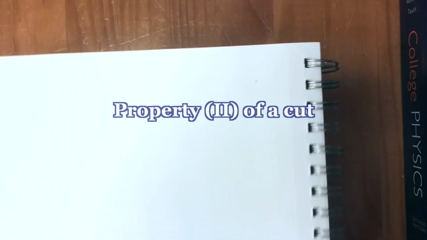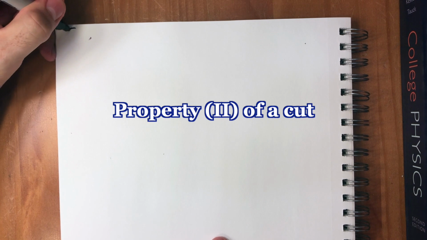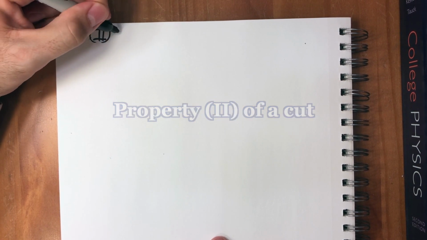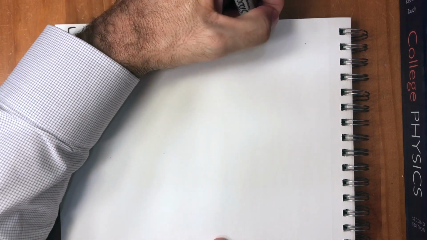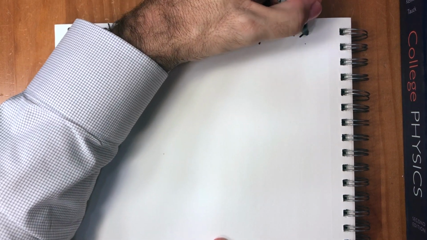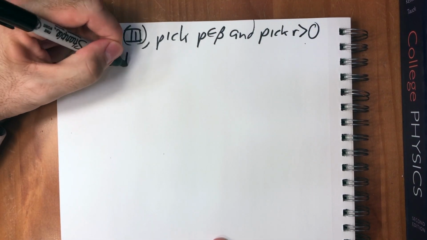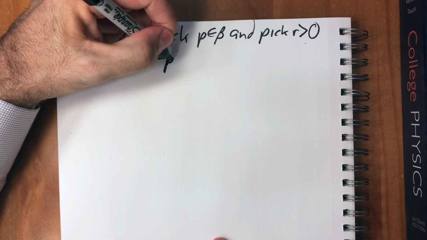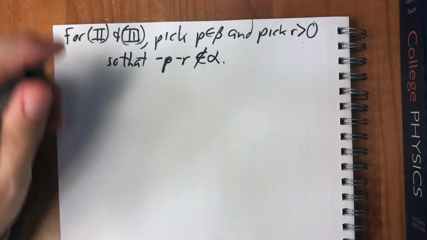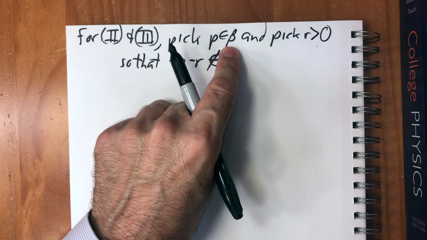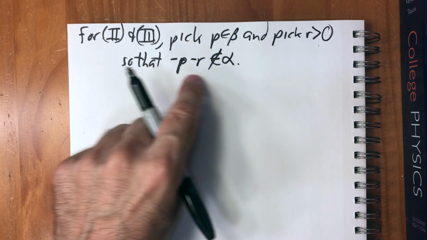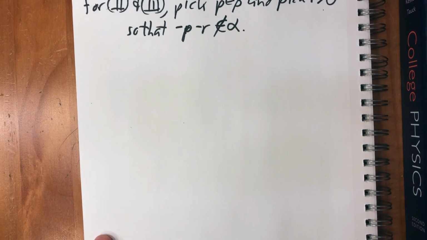For 2 and 3, pick p an element of beta and pick an r greater than 0 so that minus p minus r is not in alpha. Okay, so we know that p is an element of beta. So we know that there is an r that will make this true. So just pick one of those. So for 2.